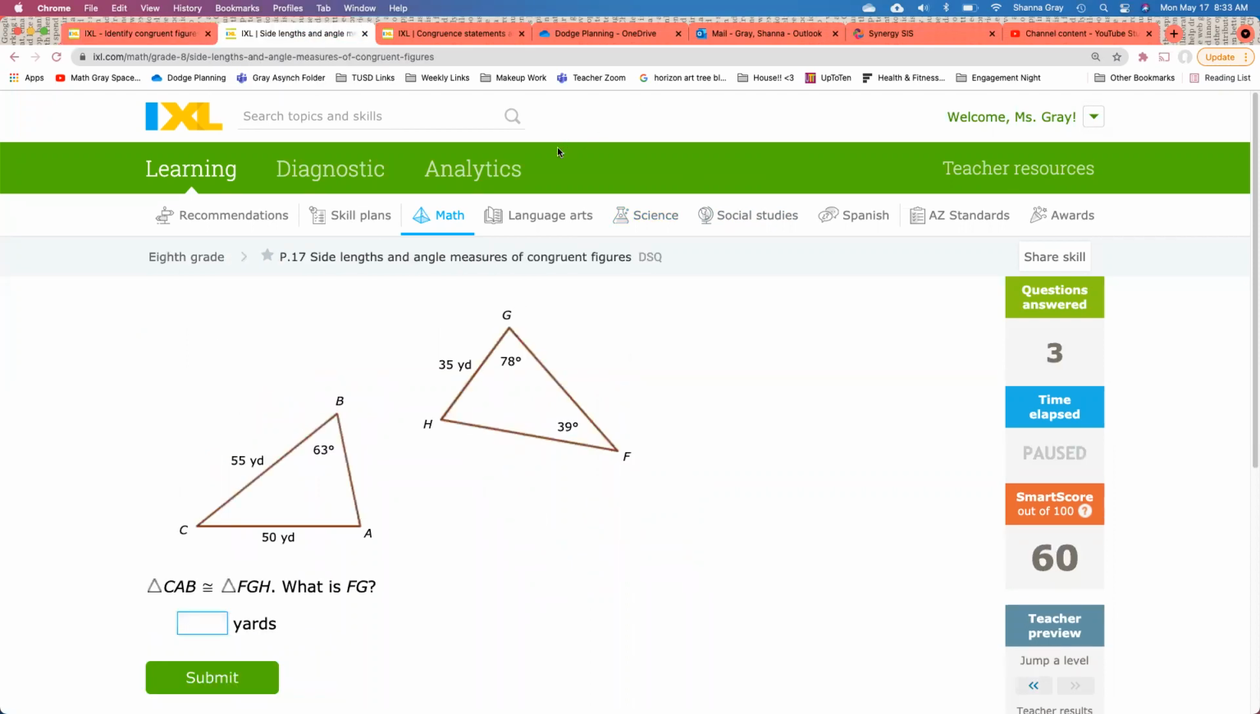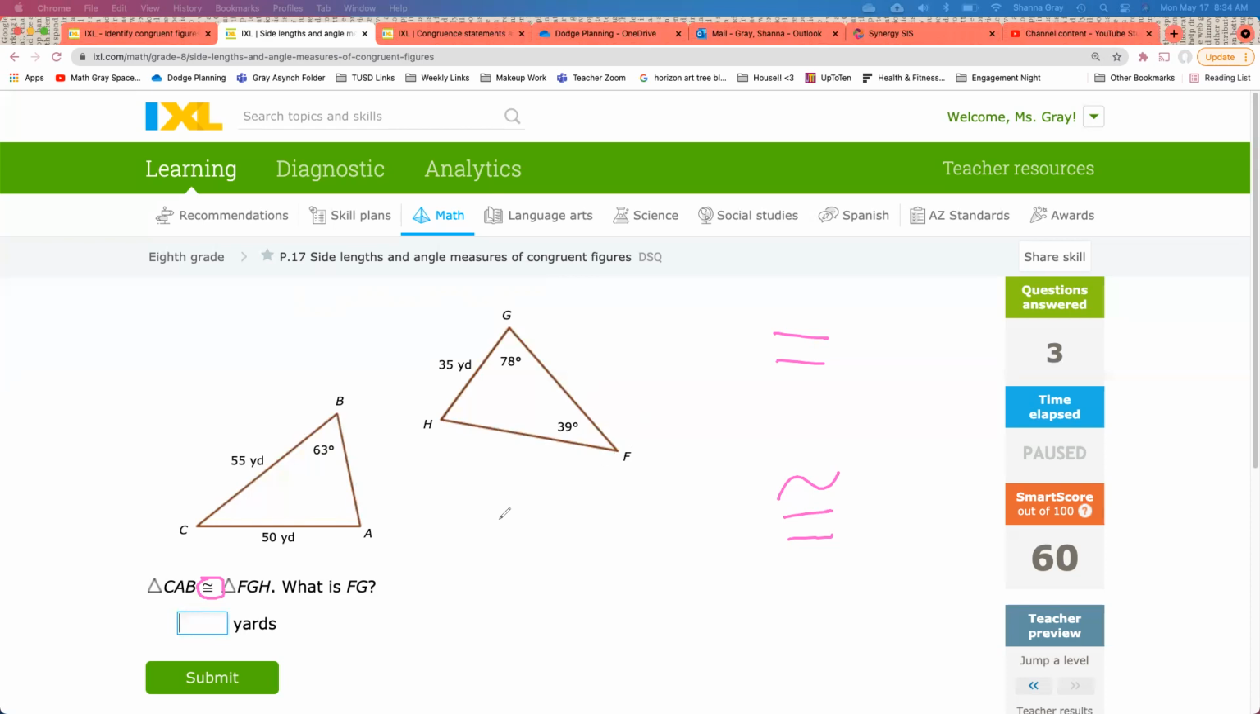All right, the next topic. This is topic DSQ, which is side lengths and angle measurements, the same exact thing we were just doing, but this time instead of just saying yes or no, you're actually filling in what they would be based on what you find in the picture. So this one says triangle CAB is congruent. Notice this little symbol here means congruent. An equal sign is 2 lines, and a congruent symbol is an equal sign with a little tilde on top. So this triangle CAB is congruent to this triangle FGH, which means every single part is exactly the same. They all match up.